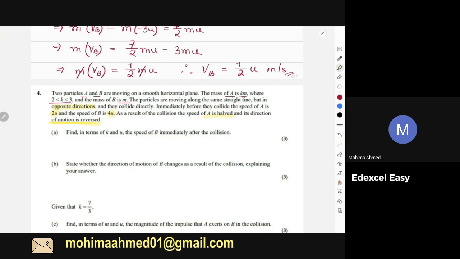Now it says in terms of k and u, that means you have to use the equation total momentum before collision equals after collision, because using just the information for impulse on particle B will not be enough. I also cannot use impulse because I have not calculated impulse before, and they have not given me the impulse. So I have to use my equation, total momentum before and after collision.